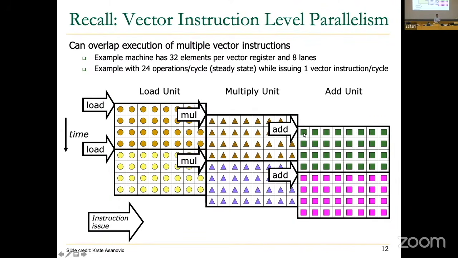And then you have multiply, and then you have add, and then if you have another load, it starts another 32 operations. And you can see that these are both pipelined and parallel. This way you can sustain 24 operations per cycle in this particular example. If you look at a given point in time, in the steady state, you have 24 operations going on 24 different data elements. Okay, these are all review.